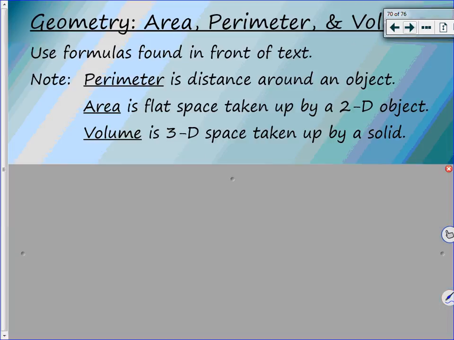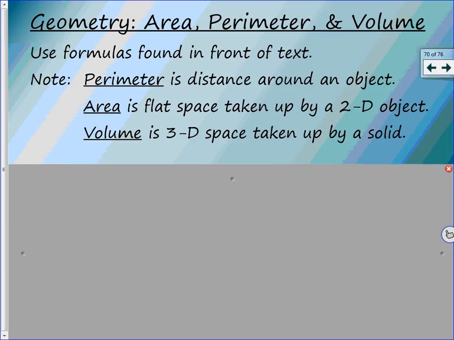Okay. So in geometry, we can deal with area, we can deal with perimeter, and we can deal with volume. There are other things we can also deal with, like surface area of a three-dimensional object. But here are the things we're going to focus on in this particular application section. So perimeter, we know, is the distance around the object. The area is the flat space taken up by a two-dimensional object. And volume is the space taken up by a solid.